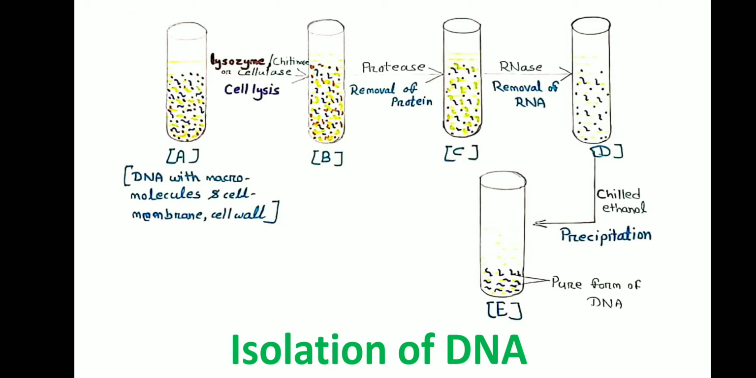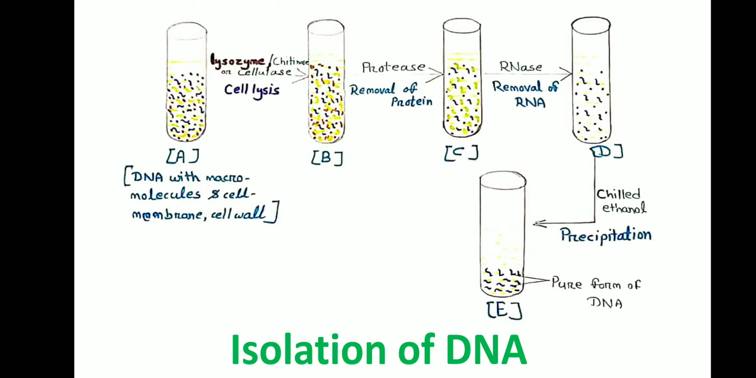Cell lysis occurs using various types of enzymes. We degrade the cell wall and finally the cell lyses. Then we use various enzymes to remove the macromolecules which are present within the DNA. Just like protease enzyme removes the protein, RNase enzyme removes the RNA, and lipase enzyme removes the lipid. Such various macromolecules are removed by using various types of enzymes.